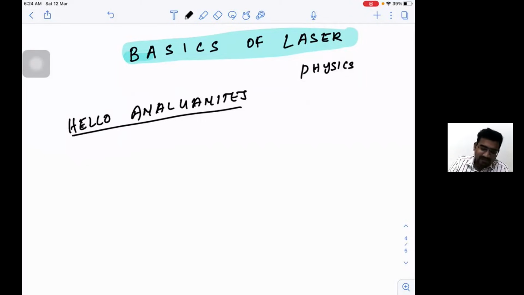Okay, so light amplification by stimulated emission of radiation. So what is this laser? What are the principles of this laser? Because the principles are going to be a little bit confusing for most of them.